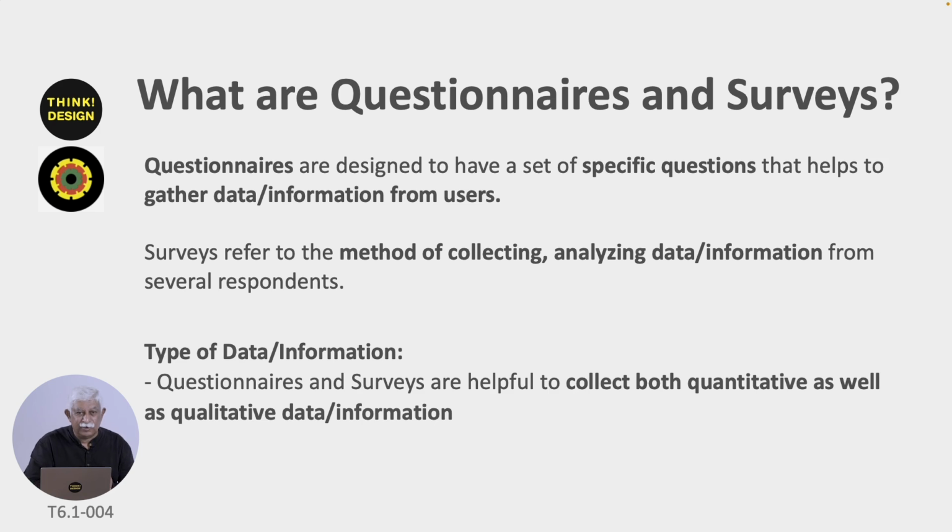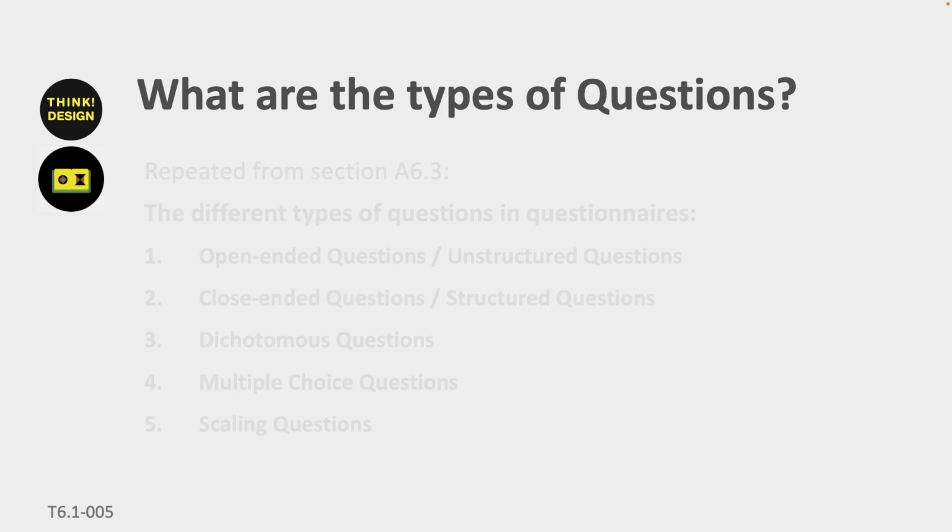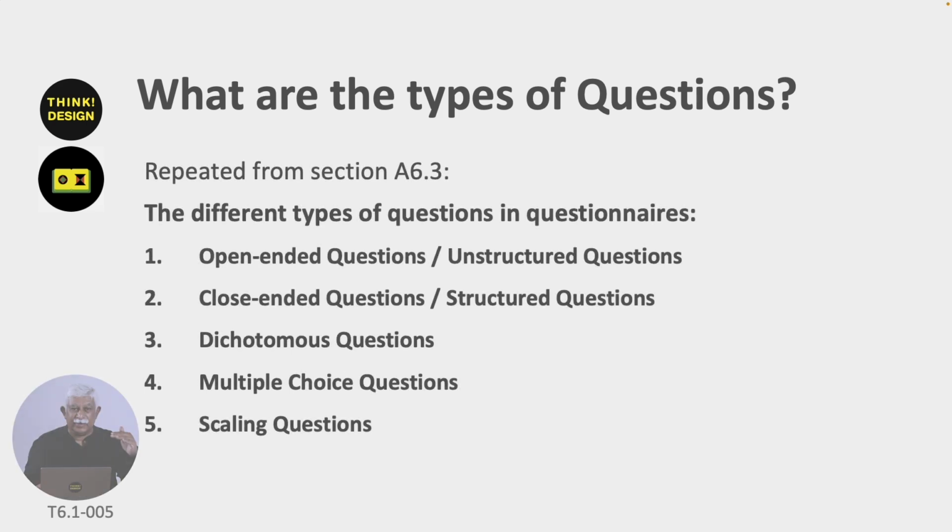What are the types of data or information? Questionnaires and surveys help you collect both quantitative as well as qualitative information. Let's look at the type of questions. You have open-ended questions, also called the unstructured questions. You have the close-ended questions, called the structured questions. You have the dichotomous questions, they are binary questions. You have the multiple choice questions where you're given choices and the users select one of them. You have scaling questions from one range to another. So these are the 5 types of questions.